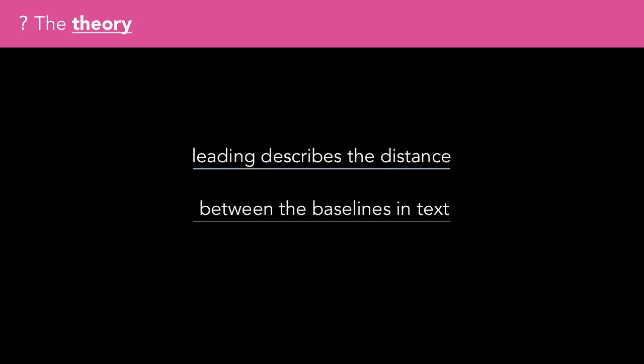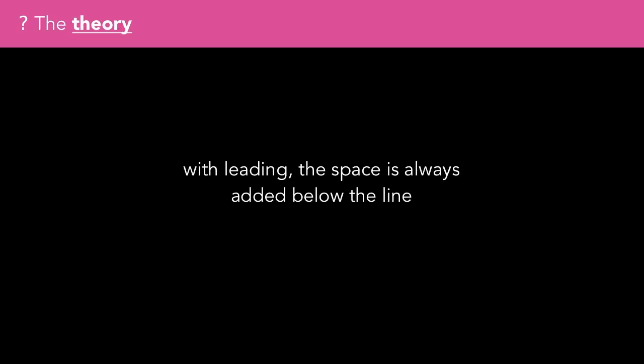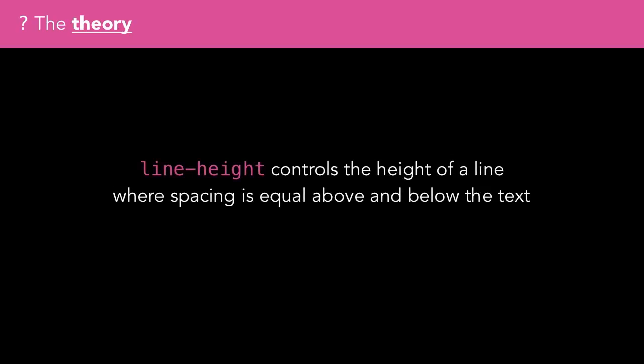Leading is a typesetting term which describes the distance between the baselines in text. The term comes from the days of hand typesetting, when strips of lead were used to space out the blocks of type. When talking about leading, the space is always added below the line. Line height is a CSS property that controls the height of a line, where the spacing is equal above and below the text.